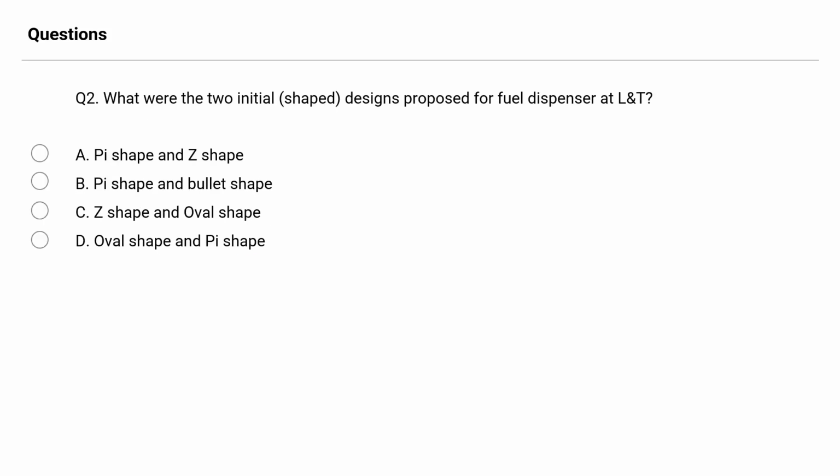Great. Let's come to question two. What were the two initial shape designs proposed for fuel dispensers at L&T, the Larsen group? We're talking about two shapes. Is it the pie shape and the Z shape? Is it the pie and the bullet? Is it the Z shape and the oval shape? Sorry, the oval shape, which was basically the Shell company, and oval shape and the pie shape.